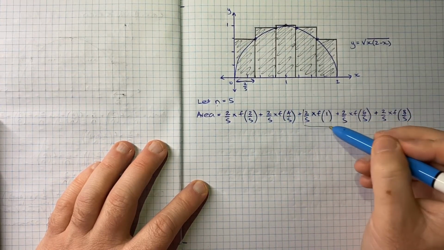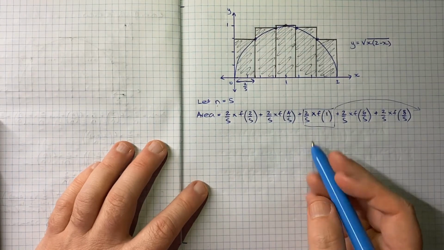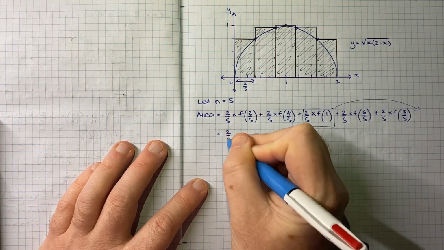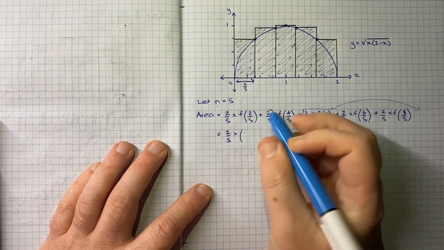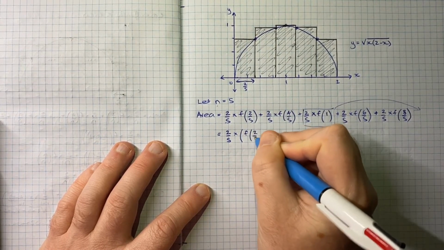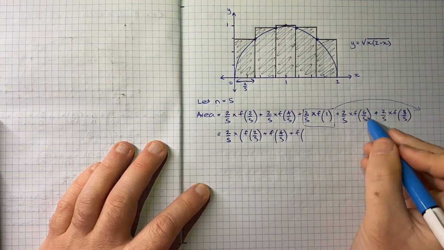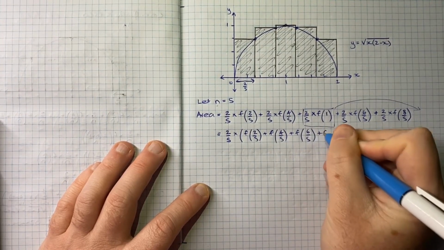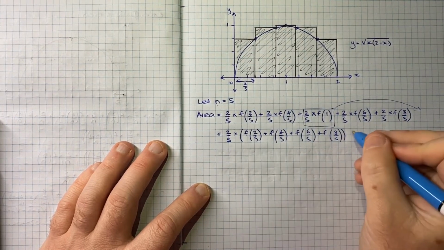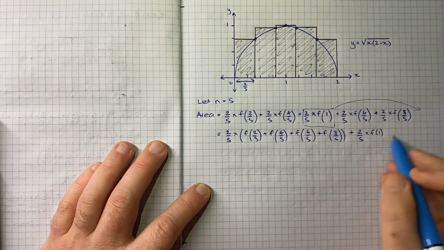This bit in the middle is the bit that makes sense to throw out to the end so we can then get our summation. I'll write that in this format so that it gives you a hint as to how we're going to generalize it in the next video. So I'll factor out all these 2 on 5s. We'll have f of 2 on 5 plus f of 4 on 5 plus f of 6 on 5 plus f of 8 on 5. That's all being multiplied by 2 on 5, and then we've got this extra plus 2 on 5 times f of 1 at the end.